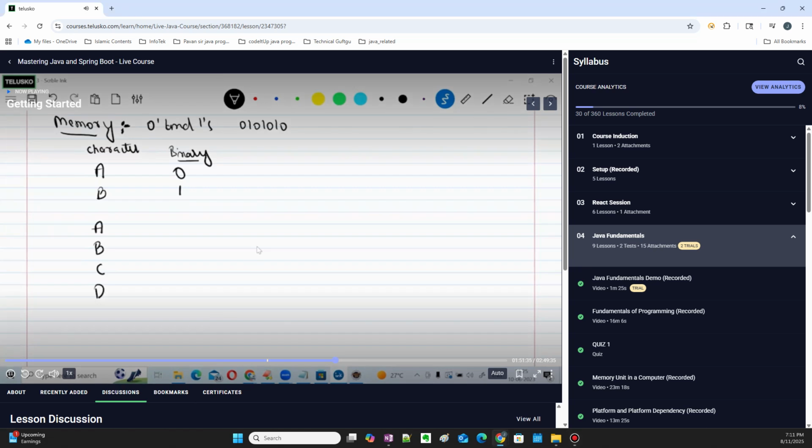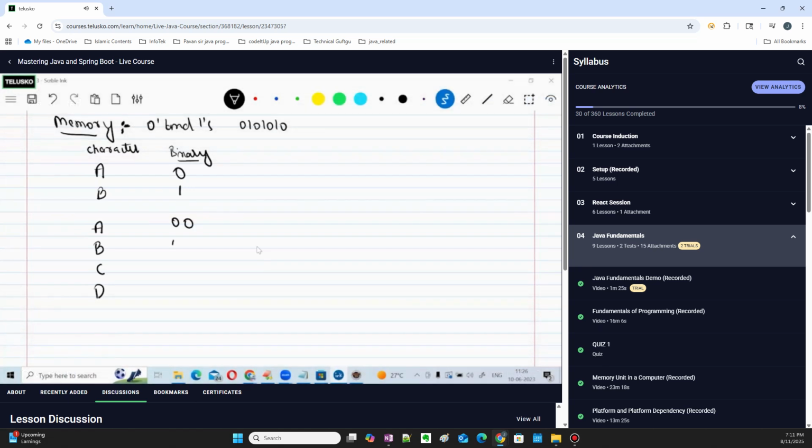We have only 4 characters. I will say here only 2 bits is not sufficient. I'll say here 00, 01, 10, 11. Right? As the number of characters increases, the number of bits also increases. Now we need 2 bits. If you have only 2 characters, 1 bit is sufficient.